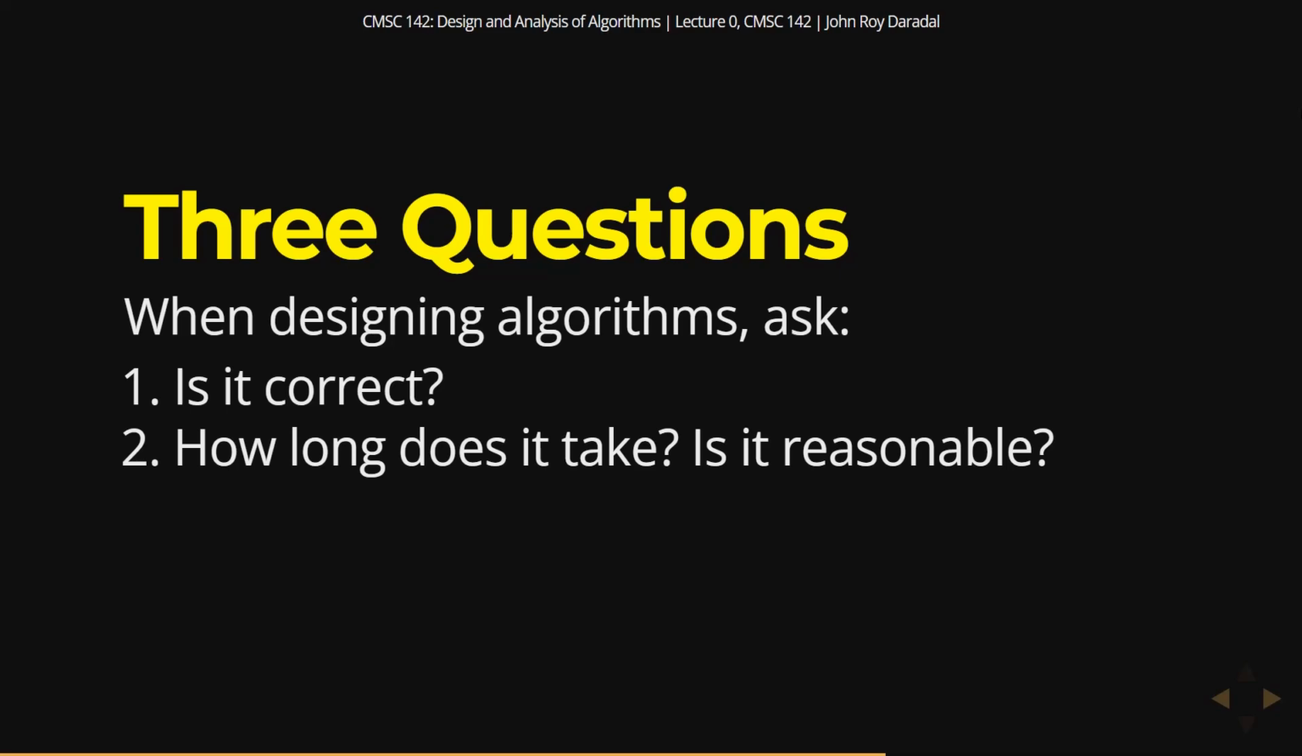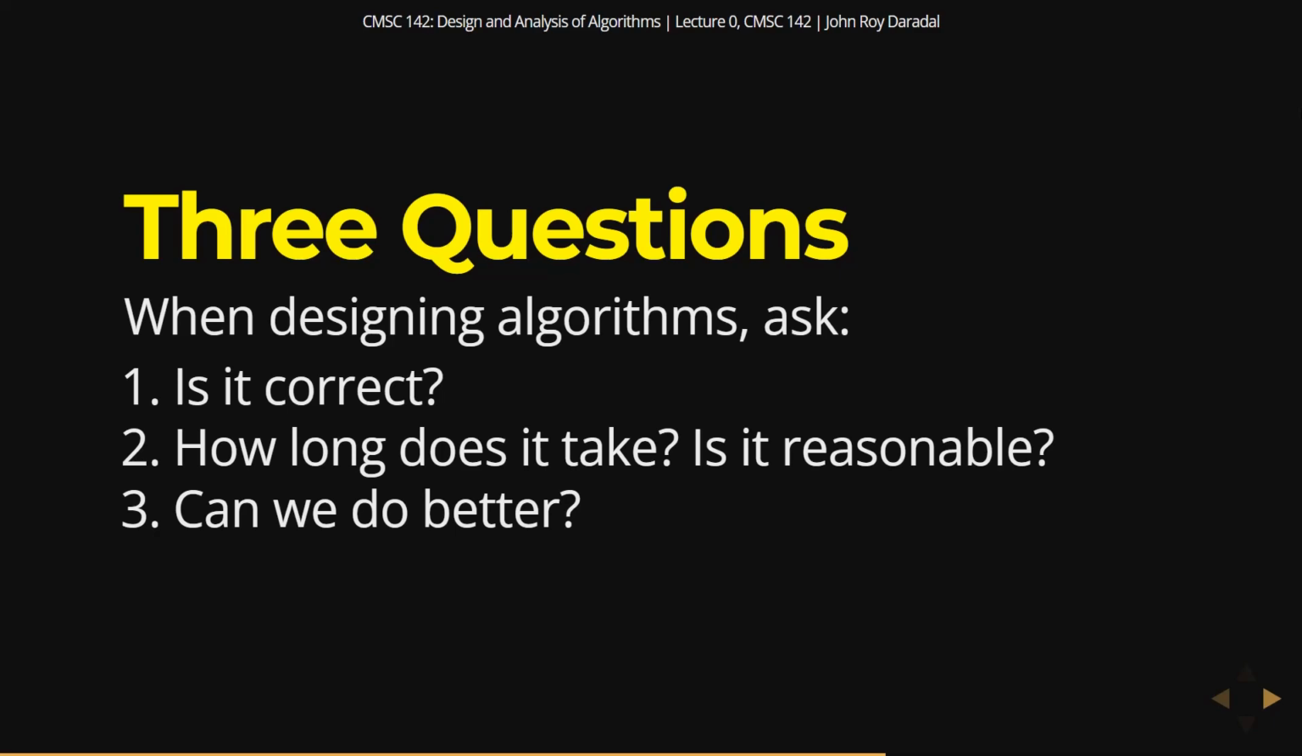So after ensuring correctness and ensuring that it's running in reasonable time, the third question that you need to ask is, can you do better? If it's already running in a reasonable amount of time, can you still do better than that? Can you still improve the running time? Those are the three questions that you need to ask when designing algorithms. Again, first, is it correct? Second, how long does it take? Is its running time reasonable? And third, can we do better?